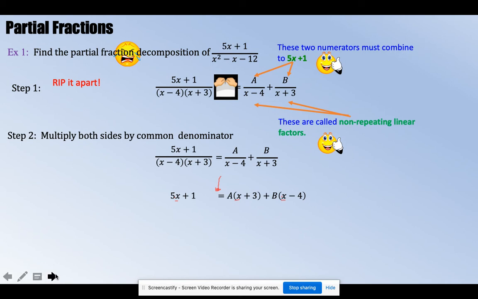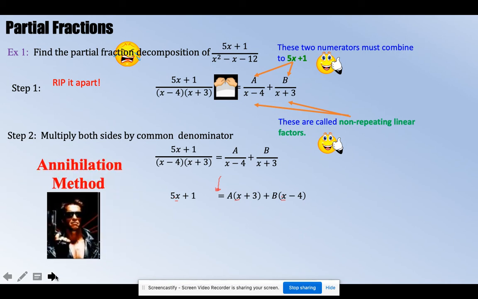A shortcut that Oliver Heaviside came up with is also called the annihilation method. Bam! Now, when I think annihilation method, I think of the Terminator, Arnold. So Arnold's going to come knocking at our door here, and of all the numbers in all the world, Arnold wants to choose x to be -3. Do you see why? If you let x be -3, you're going to let x be -3 everywhere. Here, here, and here.